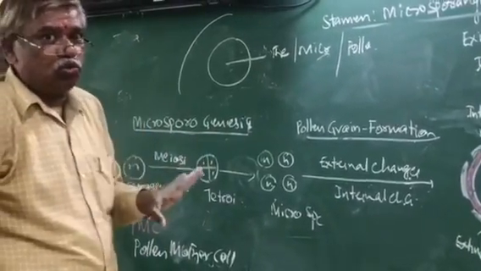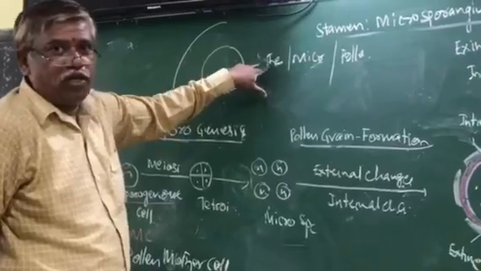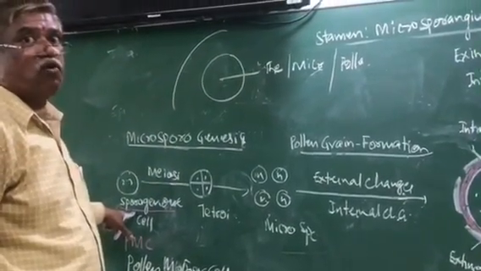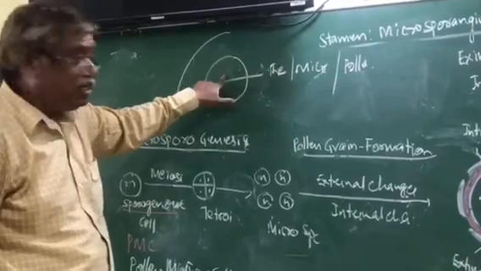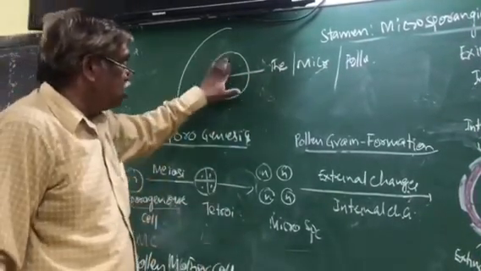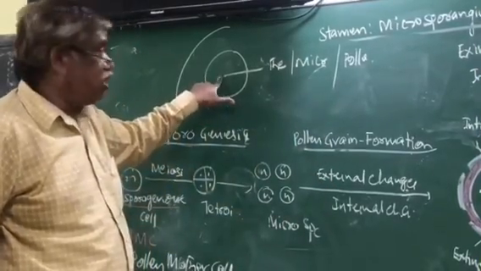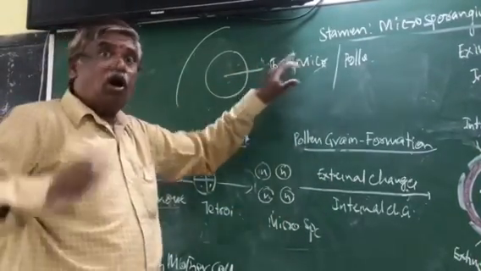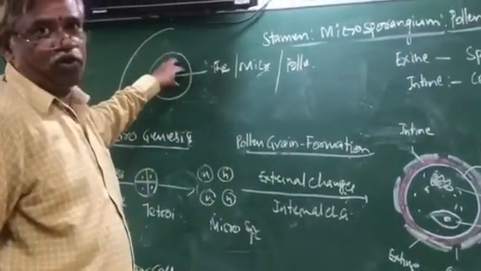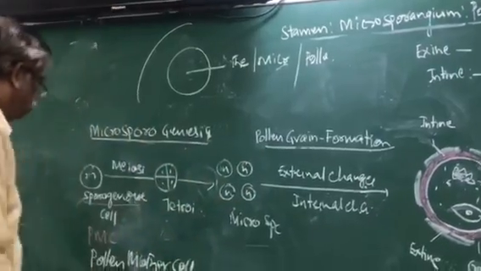Previously I told you this is the same place with different names. When the sporogenous cells are present here, it is called the theca. But after some time, microspores will be formed in this place, and this is called microsporogenesis. And finally, pollen grains will be formed, and that is called the pollen sac. Now come to this. What is this?